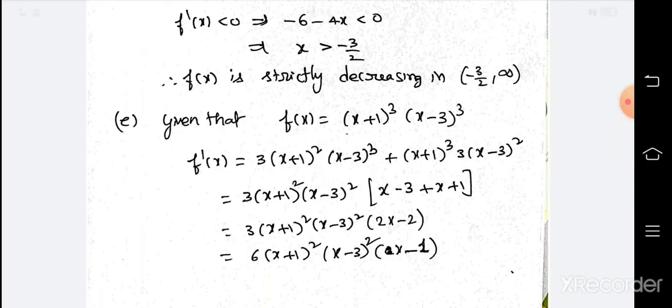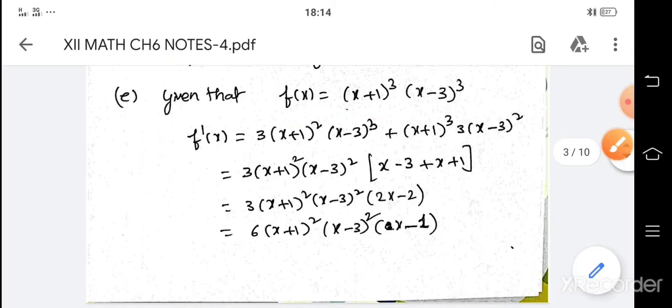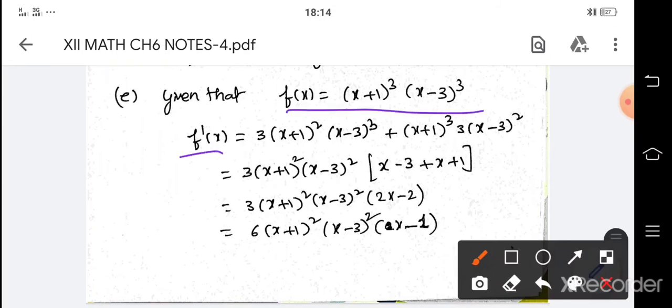Next question. Given that f of x is equal to x plus 1 whole cube into x minus 3 whole cube, again we should find the strictly increasing and decreasing intervals. Now see, you have to use the uv rule for this. F dash of x is equal to 3 into x plus 1 whole square into x minus 3 whole square plus x plus 1 whole cube into 3 into x minus 3 whole square. Hope you know u dash v plus u v dash was applied here. Then taking 3 into x plus 1 whole square into x minus 3 whole square common, we get x minus 3 plus x plus 1. So the simplification is 2x minus 2.